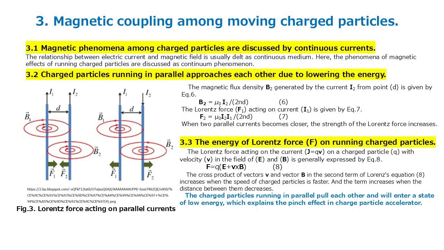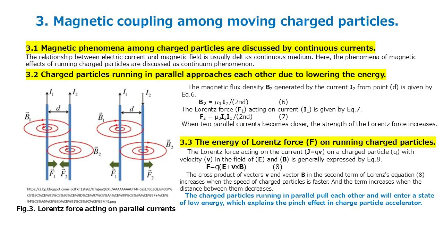Magnetic coupling among moving charged particles. Magnetic phenomena among charged particles are discussed by continuous currents. The relationship between electric current and magnetic field is usually dealt with as a continuous medium. Here, the phenomena of magnetic effects of running charged particles are discussed as a continuum phenomenon. Charged particles running in parallel approach each other due to lowering the energy. The magnetic flux density B2 generated by the current I2 at distance d is given by equation 6. The Lorentz force F1 acting on current I1 is given by equation 7. When two parallel currents become closer, the strength of the Lorentz force increases.